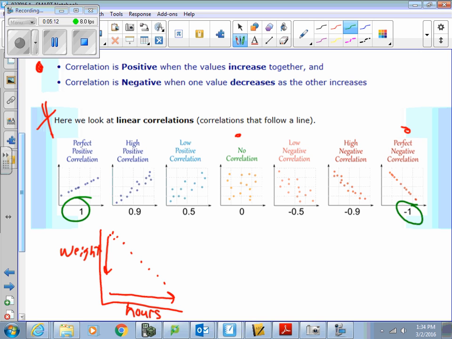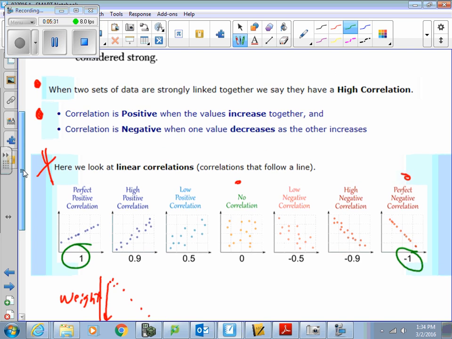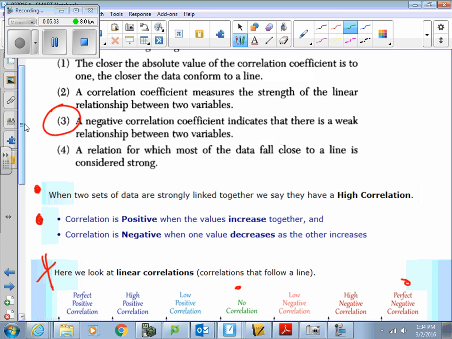That's your correlation coefficient. You can also find that if you have a set of data and you put it in the graphing calculator, you can actually get the correlation coefficient. And it could be anywhere from 1 to -1. But -1 would be perfect negative, and 1 would be perfect positive. So when you look at answer number 3, that is not a true statement about correlation.